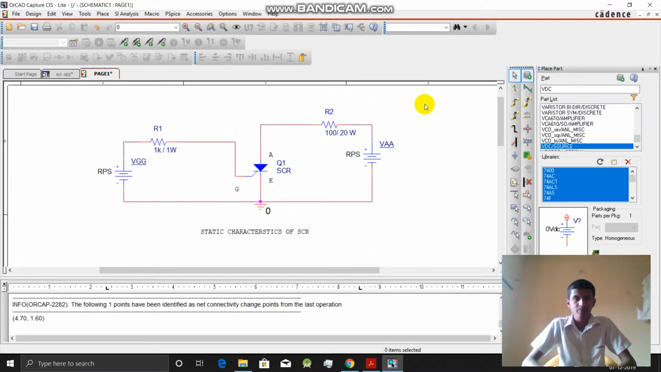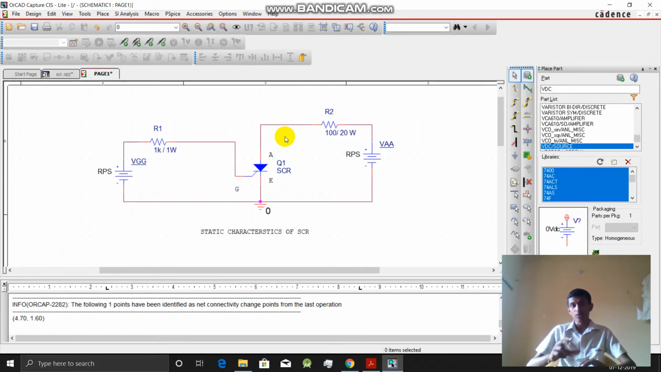So for this, the construction of the circuit is like this, and we need to plot the graph of voltage across this anode and the cathode and the current, that's IA, through the anode, through the SCR. We need to plot the graph of this VAK versus IA, that is called the static characteristics of this SCR. So how to draw this graph?